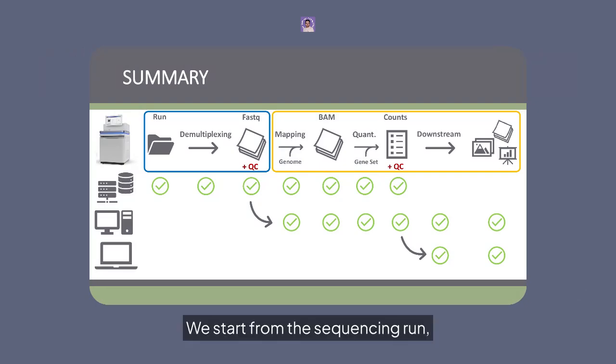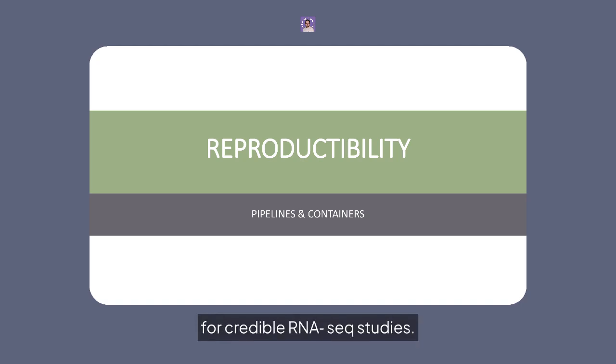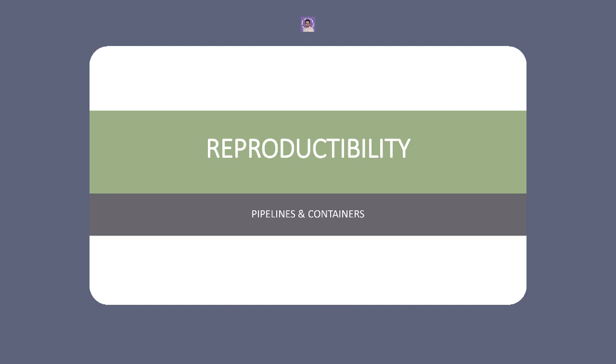We start from the sequencing run, demultiplex reads into FASTQ files, and perform quality control. Reads are mapped to the genome, quantified at the gene level, and counts undergo further QC. Finally, we conduct downstream statistical and biological analyses. Reproducibility is essential for credible RNA-Seq studies.